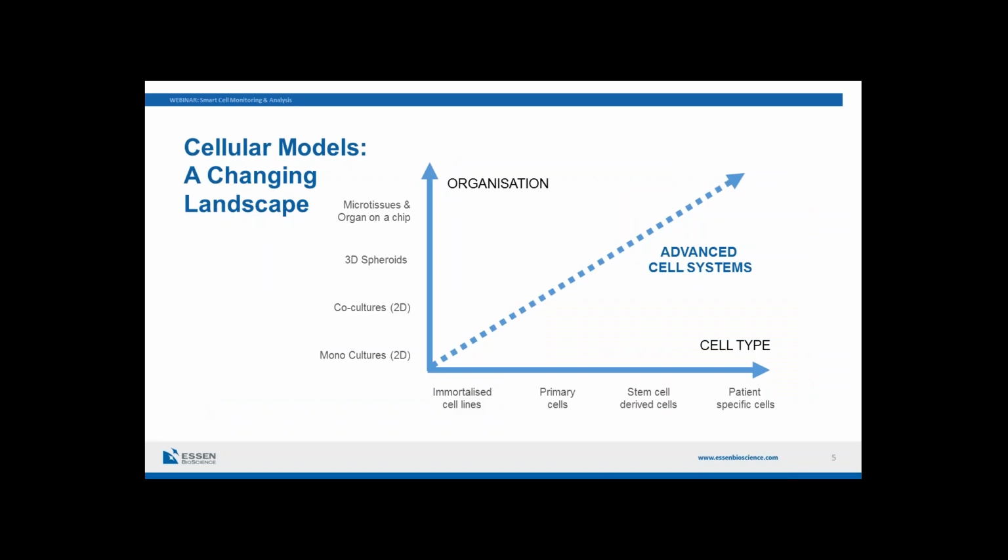Okay, so this slide captures what I'll refer to as the changing landscape of the use of cellular models. It's illustrative and shows on the x-axis how increasingly researchers are moving towards more relevant cell types in their research, whether those are primary cells or stem cell derived cells or even patient-specific cells, and organizing them in more relevant ways, shown here on the y-axis, so moving from simple two-dimensional monocultures towards co-cultures and three-dimensional microtissues and indeed organs on a chip. So this landscape is this move towards more advanced cell systems in their research.